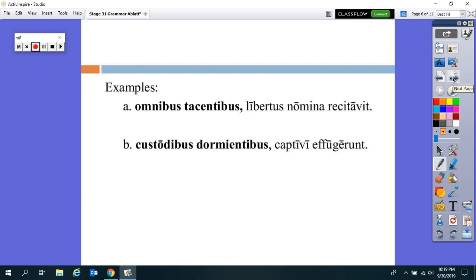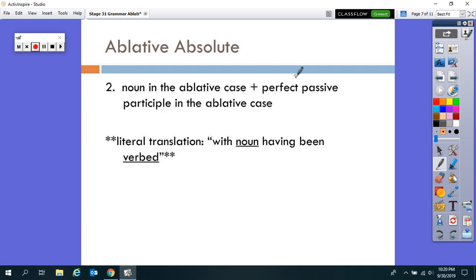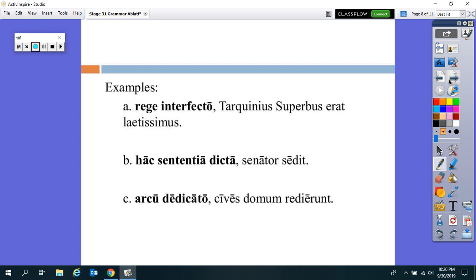All right, so the second combination that we can have would be a noun in the ablative plus a perfect passive participle in the ablative. And the most literal translation of that is with the noun having been verbed. Let's take a look at some examples. Rege interfecto Tarquinius superbus erat laetissimus. So with the king having been killed, Tarquinius Superbus was very happy.